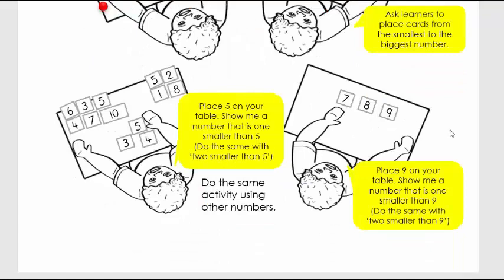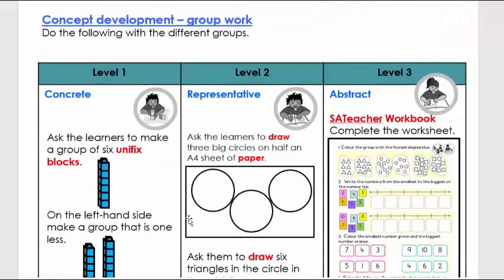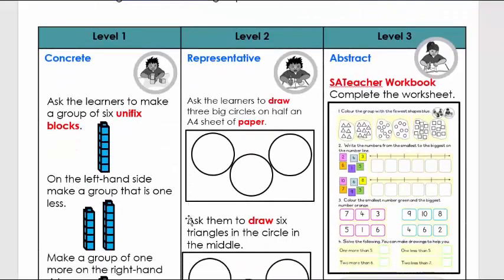So the next activity we're going to ask, place 9 on your table. Show me a number that is 1 smaller than 9. Do the same with 2 smaller than 9. What I want you to do is to pause and do similar activities where we ask 1 smaller and then 2 smaller. Let's go to the next part.